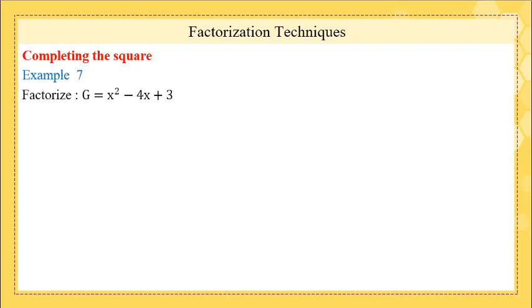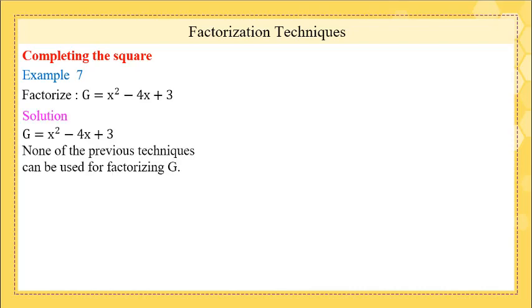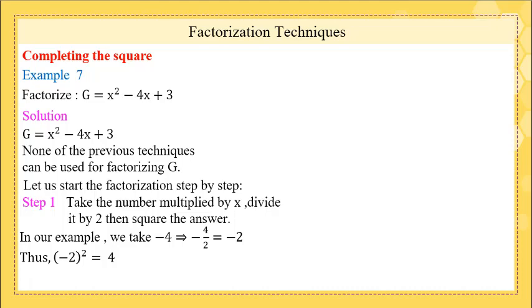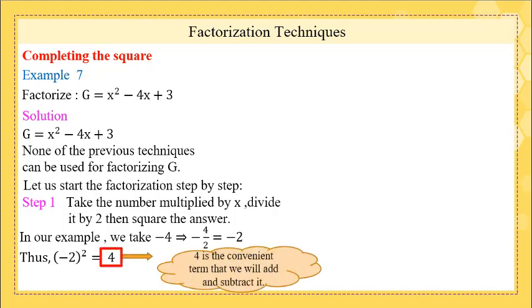Example 7: g = x squared minus 4x plus 3. The solution: none of the previous techniques can be used for factorizing g. Let us start the factorization step by step. First step: in our example, we take minus 4, the number multiplied by x, then we divide it by 2, and then we square minus 2 to get 4. This number is a convenient term that we will add and subtract in step 2.